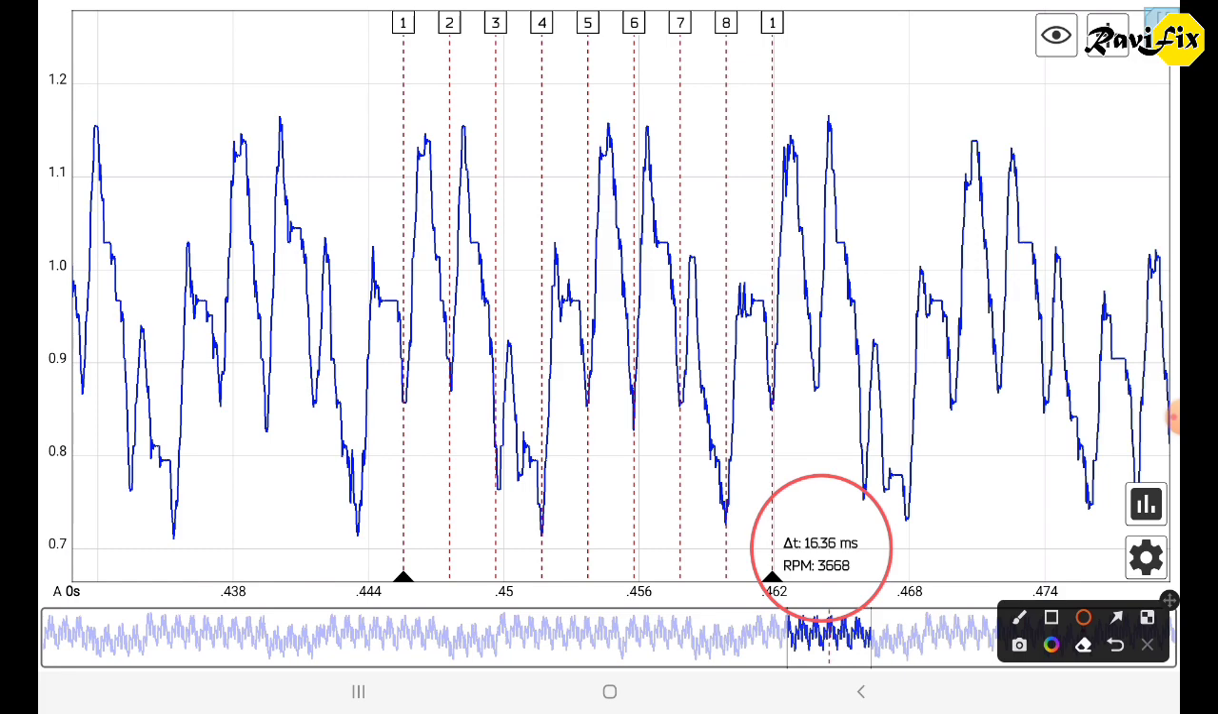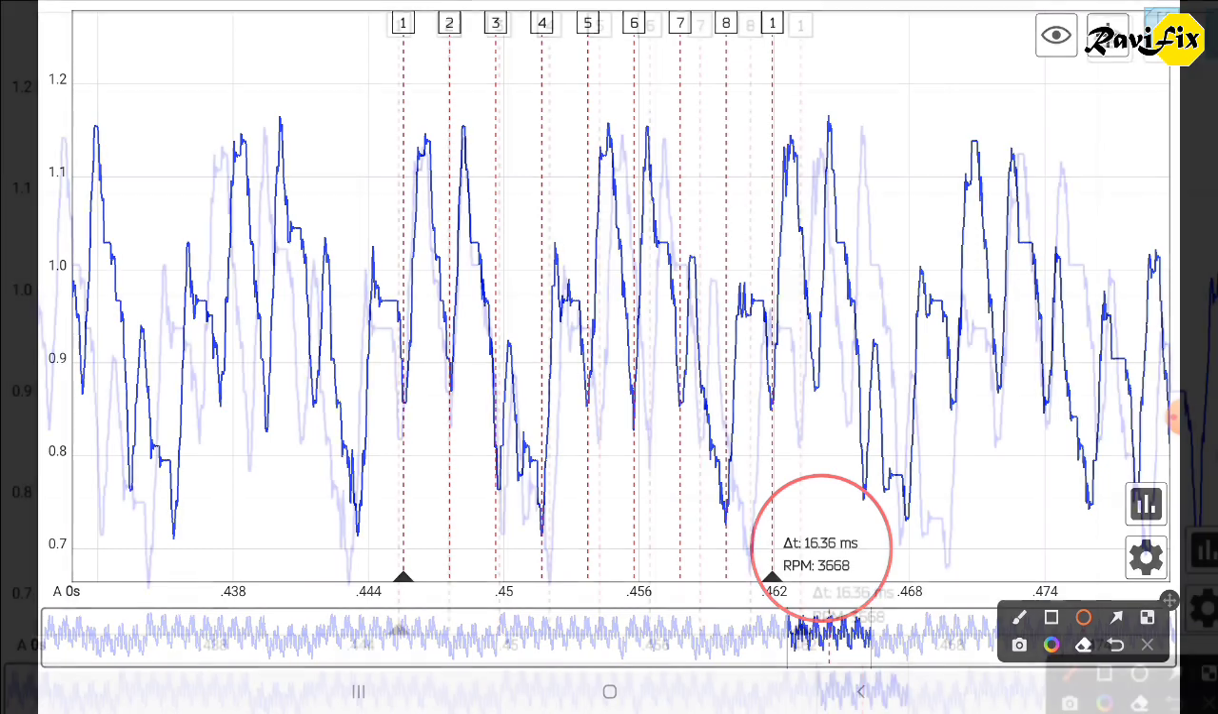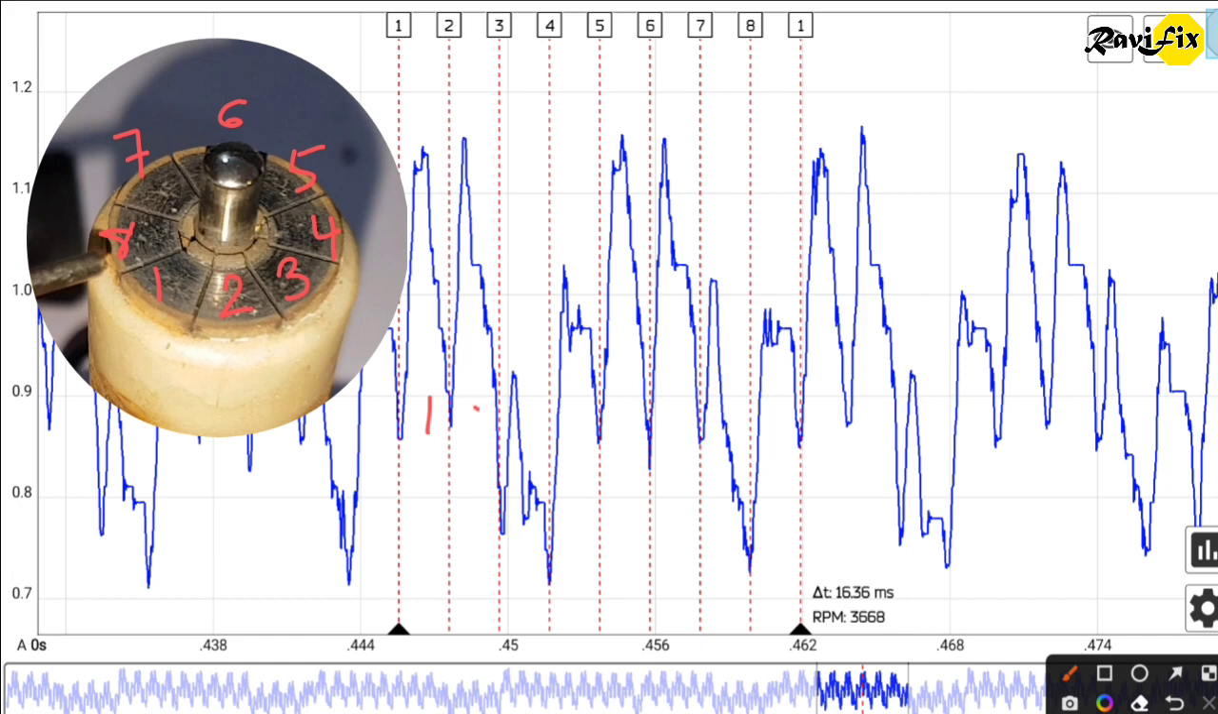3600 RPM is too low for a good working fuel pump. I just put numbers on the humps to make it easier to identify. At the same time you are seeing the commutator segments on the side, which belong to this waveform. You can see clearly 8 humps in the waveform and 8 segments on the commutator.